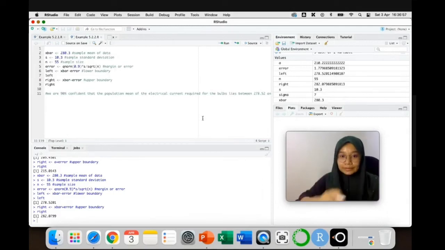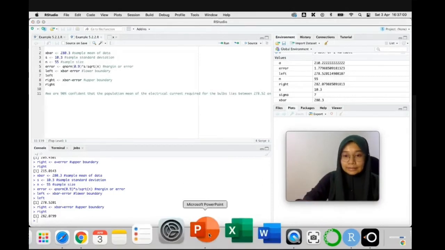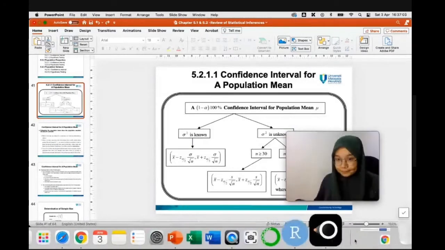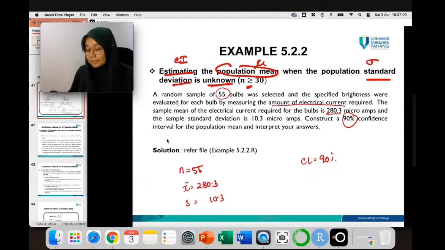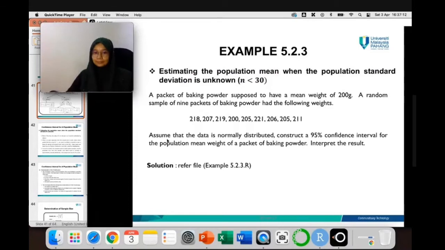Okay, this one is for the second case. So, let's look at the third case. So, third case sekarang ni, sigma unknown, but the sample size is less than 30 here. So, example yang sama, baking powder tadi, tetapi we did not give you the sigma. A packet of baking powder supposed to have a mean weight 200. So, dia bagi mu. A random sample of 9 packet, n equals to 9, they give the data. So, they just give you the n, they give you the data, they give you the mu. They did not give you the sigma.